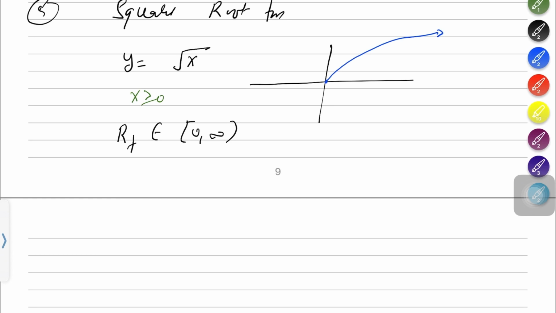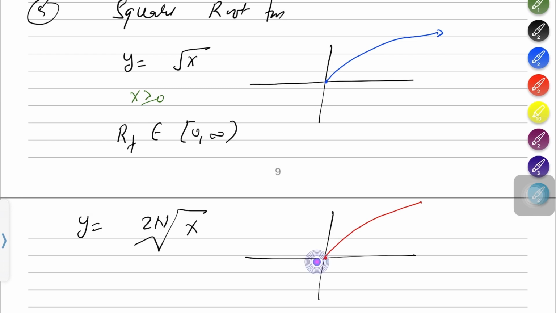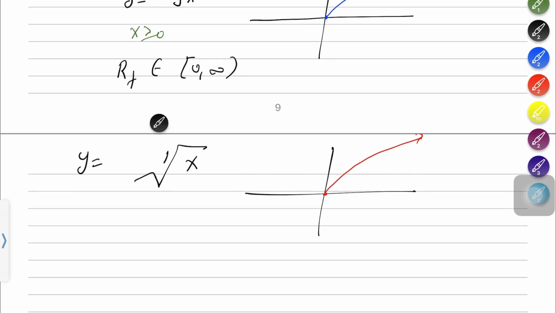And in fact if I say any even root, they have the same nature of graph, like this only. Obviously there is some difference, between 0 and 1 the value will be lower or above, but the nature of the graph will be the same for any even root. This is something like the nth even root, where n is any natural number.